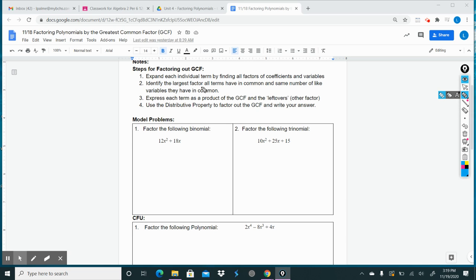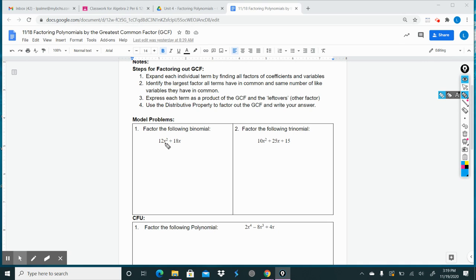Okay, today I'm going to show you how to factor polynomials, whether it be a binomial or a trinomial, by factoring out the greatest common factor and finding the other factor. So I'm going to do the model problems according to our steps. We are going to first expand each individual term by finding all factors of the coefficients and variables.